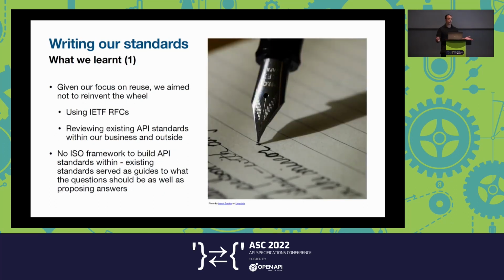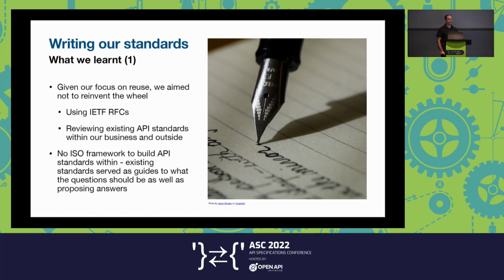So first we started off by writing standards. And given that we've been on this reuse journey and reuse gospel, we tried not to reinvent the wheel. Wherever possible, use the RFCs, look for cases where smarter people than us had thought for longer about the problem and use their answers and bring that into our work. And then review existing API standards within our business and outside. And as you saw from the guys from Azure this morning, the Microsoft API standards were one of the ones that we referenced and brought into the work that we've done.